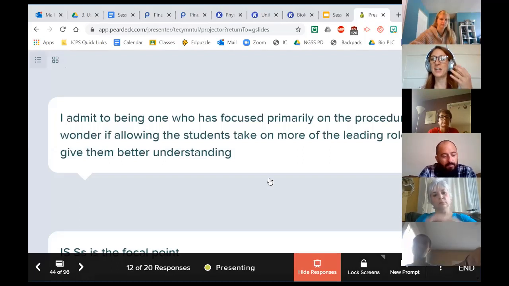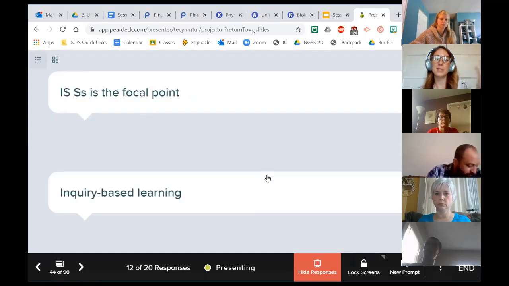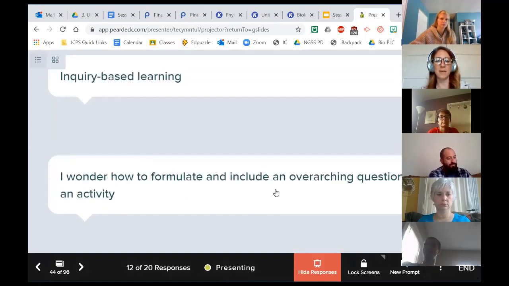Because you're giving them that opportunity to engage and be invested. Is students' focal points inquiry-based learning? Good. I wonder how to formulate and include an overarching question into an activity. That is going to come with that storyline development.